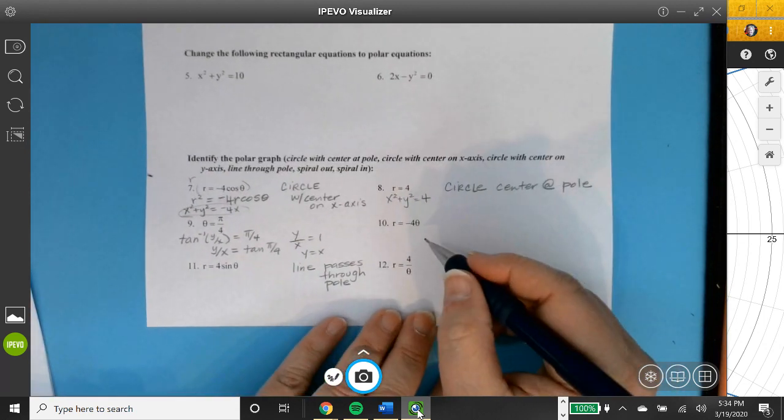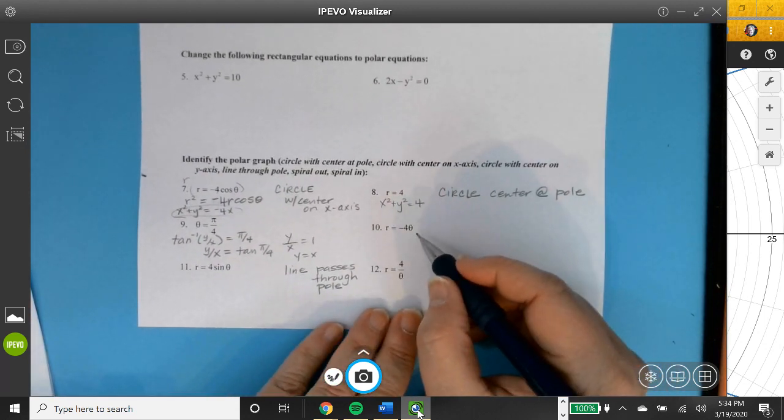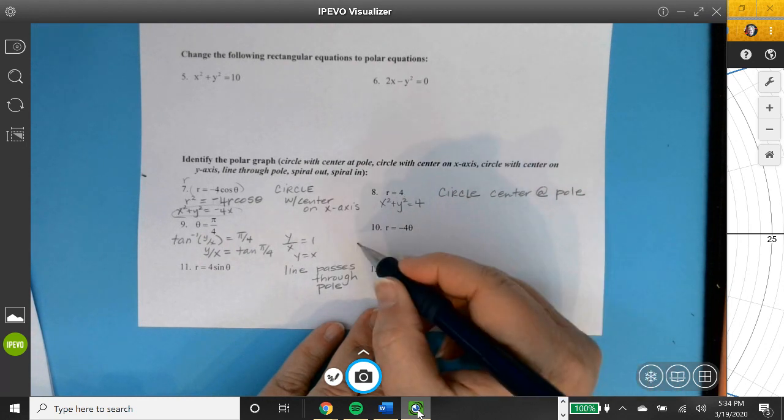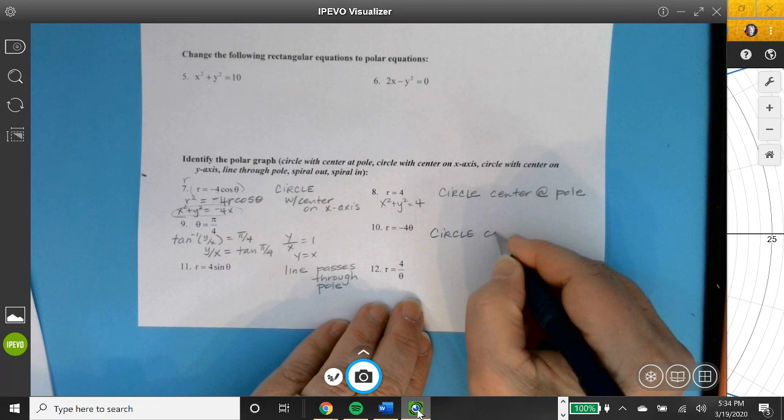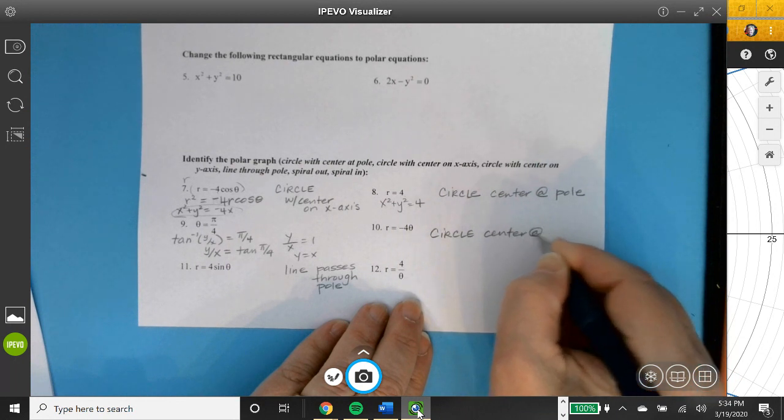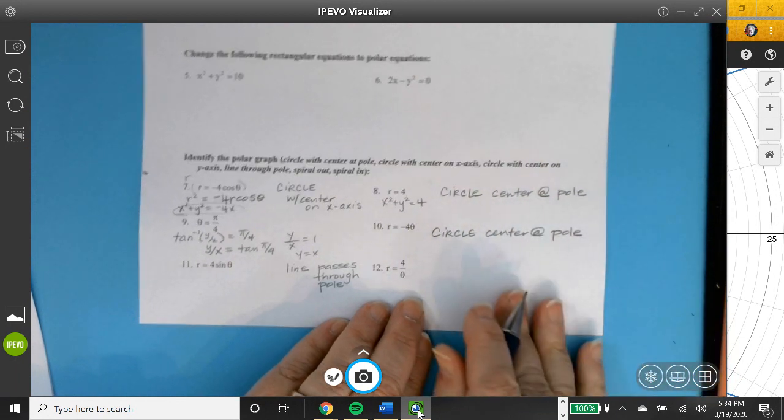R equals negative 40. Okay, let's think about that. That means I'm going out radially in the negative direction, 40, and then my radius is always 40. So this is a circle with the center at the pole. I hope that makes sense to you.